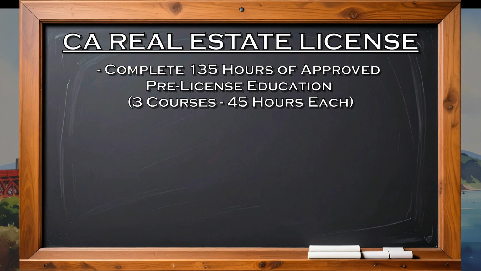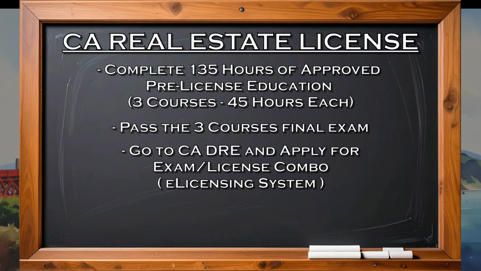It's 135 hours. There's 3 courses that are 45 hours each. Each course will have its own final exam. So that would be 3 final exams for the 3 courses that are 45 hours each. Once you pass all 3 of those final exams, then you will go to the California DRE website and apply to take the real estate salesperson license exam and apply for your license at the same time. I recommend applying for both at the same time. There is an option to do each of them separately. Take the exam first and then apply for your license, but there is a waiting period for each part, so you want to do them both at the same time.